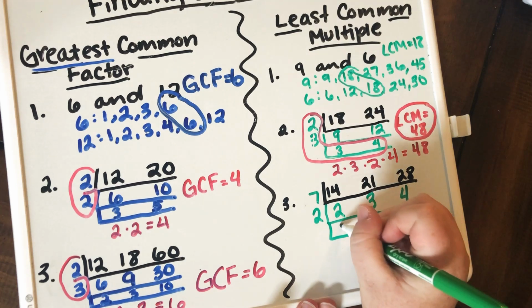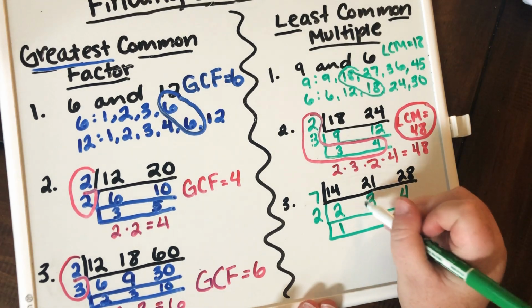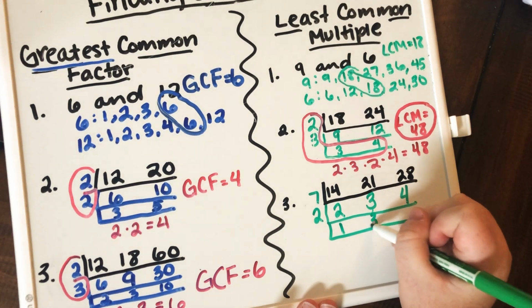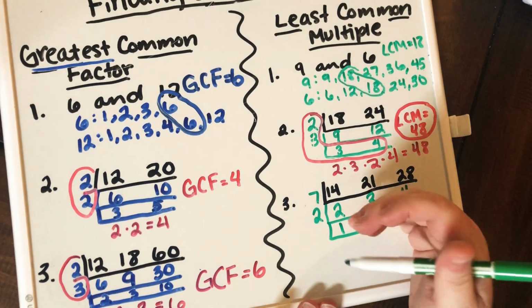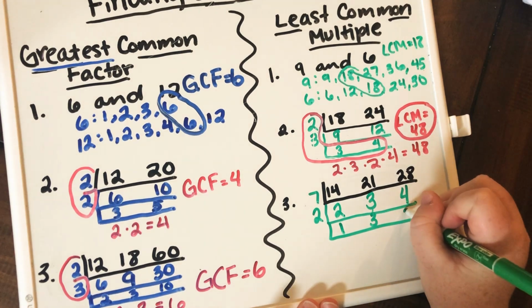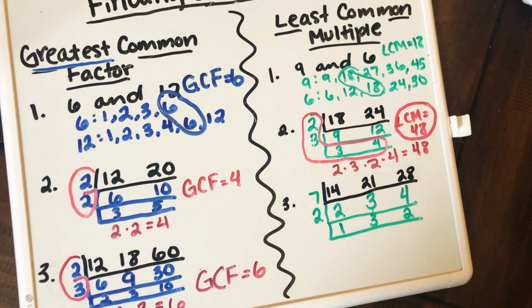2 divided by 2 is 1. It does not go into 3, so you just bring your 3 straight down. You don't do anything to it. It doesn't factor out. Just bring it on down. And then 4 divided by 2 is 2. At this point, there's nothing else we could do. So we stop, and we make our L.